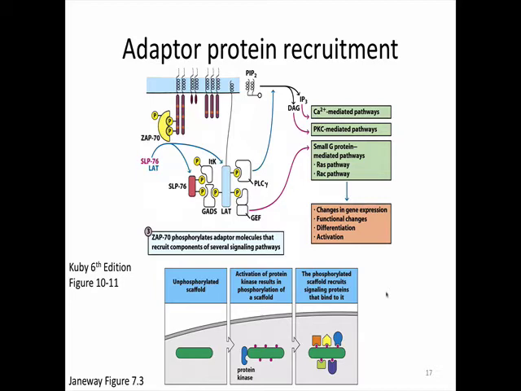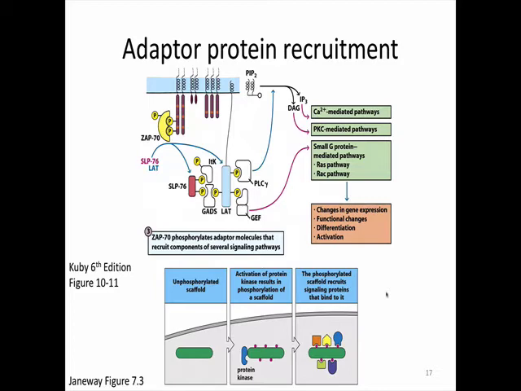LAT stands for the linker of activated T cells. And it's just linking these. And so we have LAT and we have SLP76, which just get phosphorylated and provide docking sites for lots of other proteins. And so this is where we have our adaptor proteins. The interesting thing that can happen with LAT and SLP76 is that we get the proximity of lots of proteins, and we can start lots of different pathways.